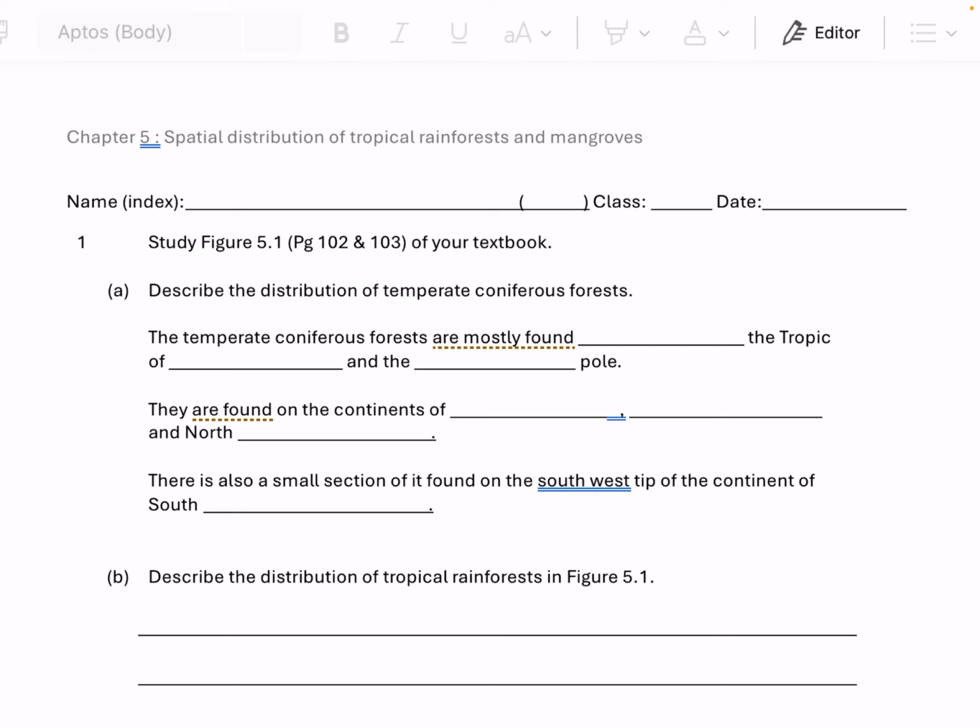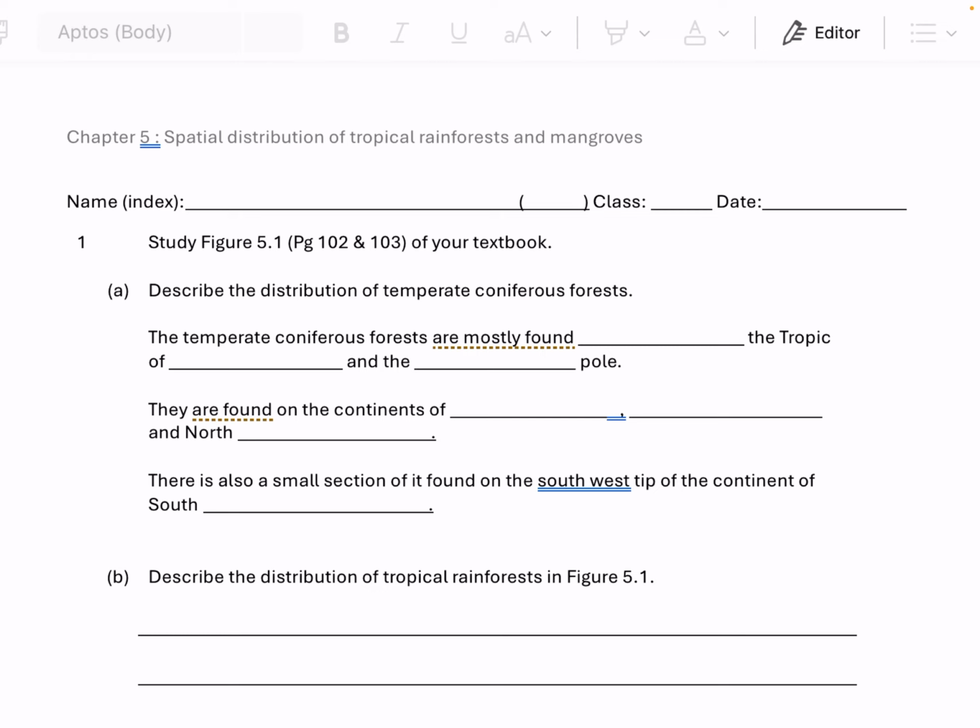In this case, the stimulus is figure 5.1 in your textbook. This is the chloropleth map of different types of forests that you can find. Things like the tundra, the tropical rainforest, the temperate coniferous forest. So when you're doing a description question like this, for part A, this is basically a rough guide of what some of these coverages can be.